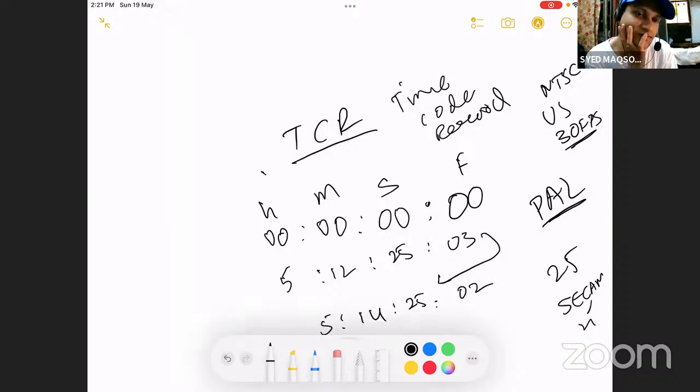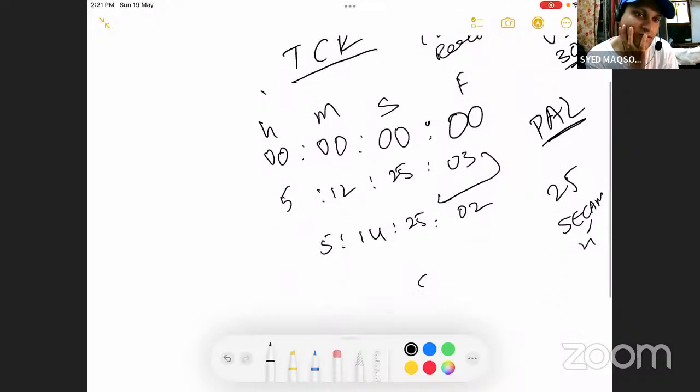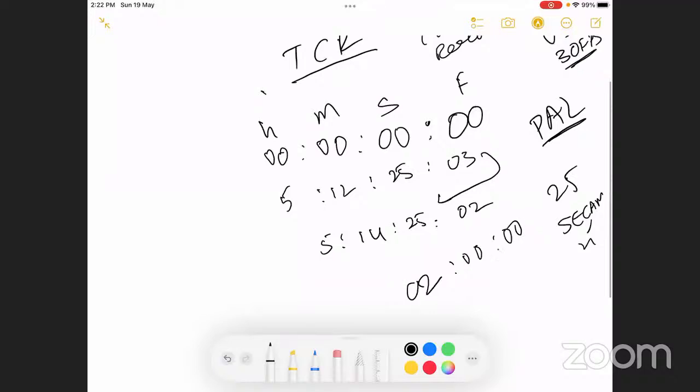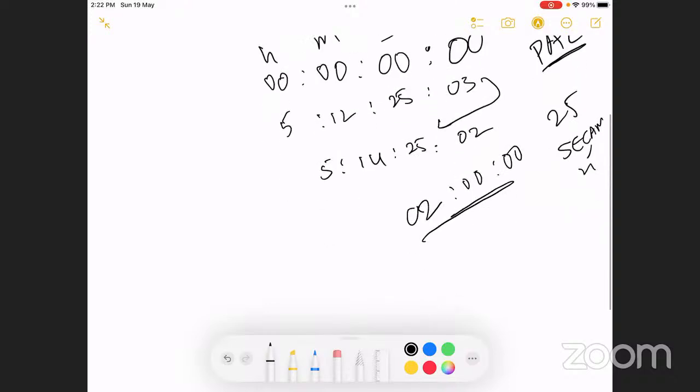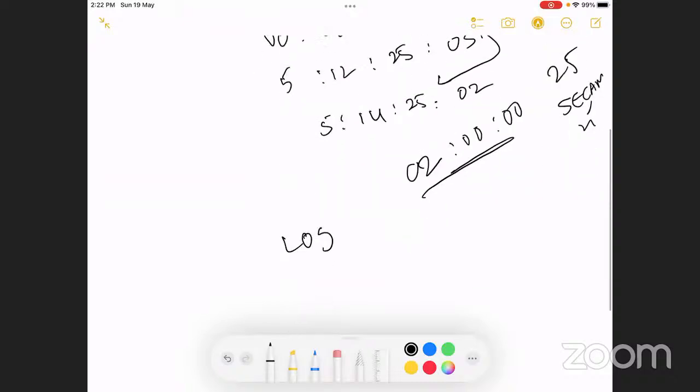So in total, how many minutes have we collected here? Only 2 minutes. We used 2 minutes of footage. This is the time code recorder, and this is prepared with the log sheet. So why are we discussing this time code recorder?